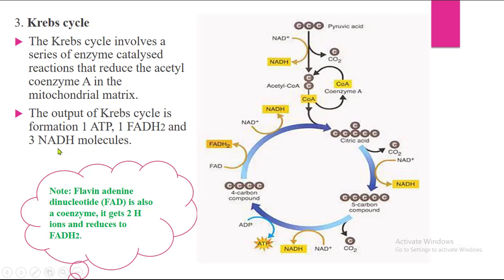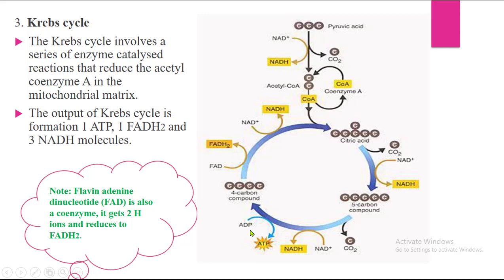NADH you already know. NAD plus, nicotinamide adenine dinucleotide, is a coenzyme. When it reduces, it forms a high energy molecule, and it is going to form ATP molecules in the electron transport chain. Same is the case with FADH. Flavin adenine dinucleotide, FAD, is also a coenzyme, and it gets two hydrogen ions and reduces to FADH2, which is an energy rich substance. So the output of Krebs cycle is one ATP molecule.